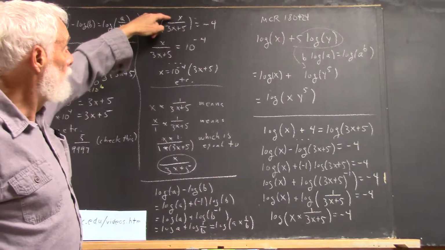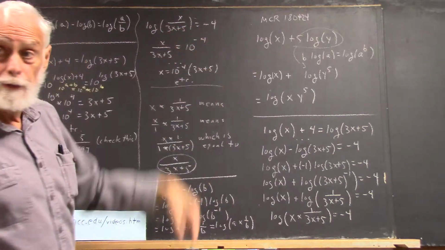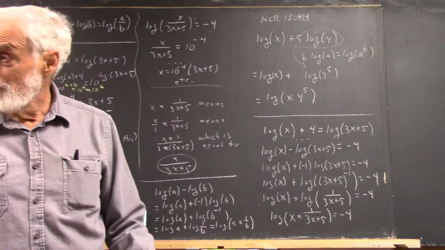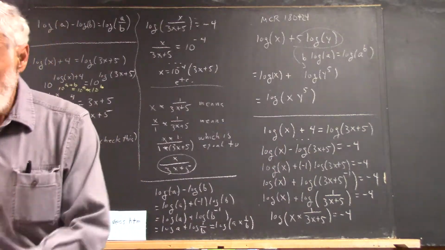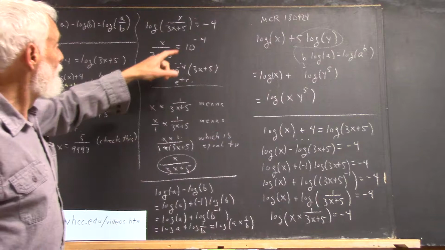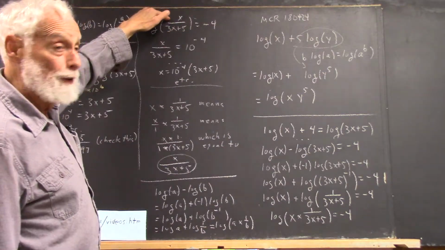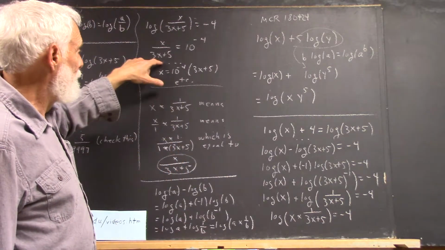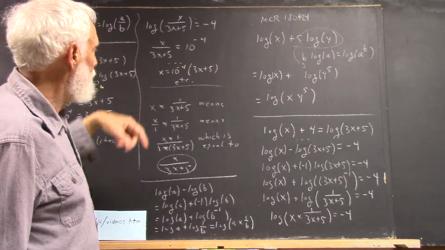So we have the log of x over 3x plus 5 equals -4. Well, now we have a log of something equals something else. It's a base 10 log, so we put it in exponential form. 10 to this power equals this. In other words, this is going to be 10 to the -4th. And there's just 3 dots here.